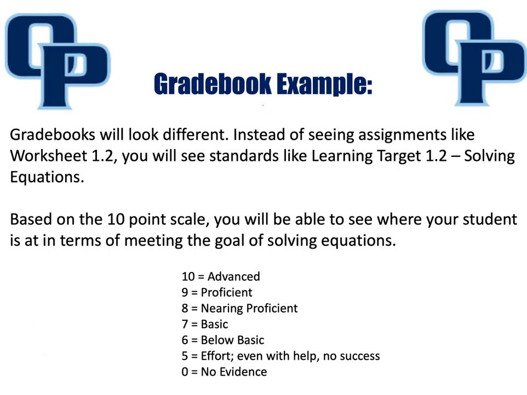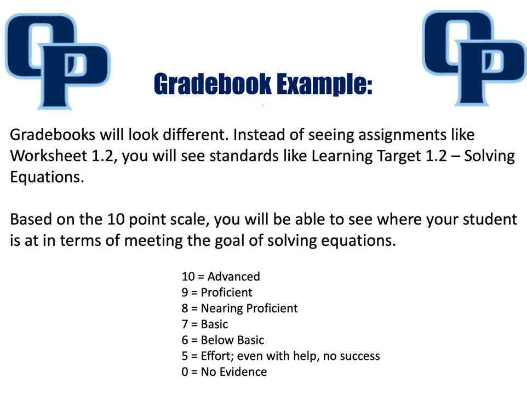So with this, gradebooks are going to look a little bit different. Instead of seeing things in the gradebook like worksheet 1.2, you'll see standards in the gradebook. So you'll see things like learning target 1.2, solving equations. So based on the 10-point scale that I just showed you, if the learning goal was solving equations, 0 would be no evidence, they've turned nothing in. A 5 would be they're trying to solve equations, but they just don't get it. A 6 would be they can't quite solve simple equations yet, but they could if their teacher helped them.